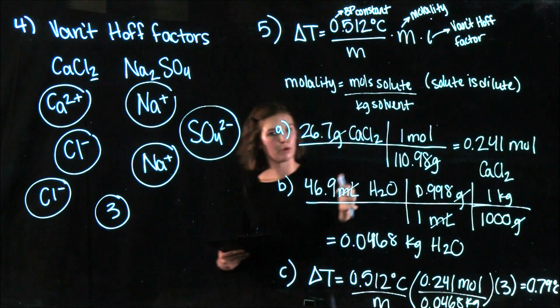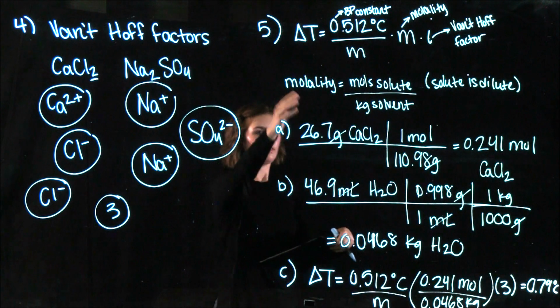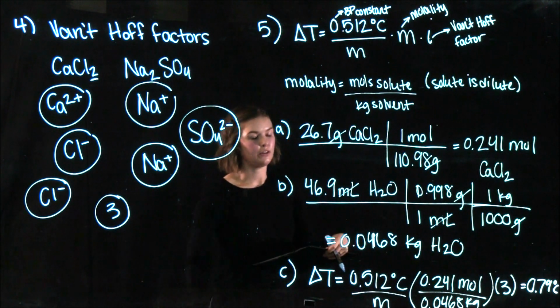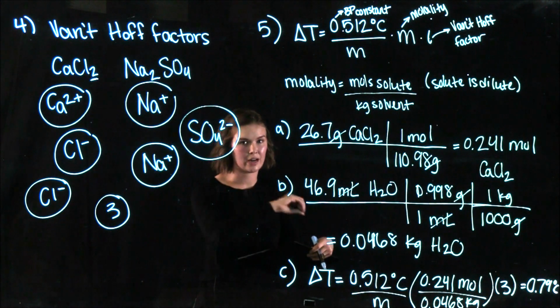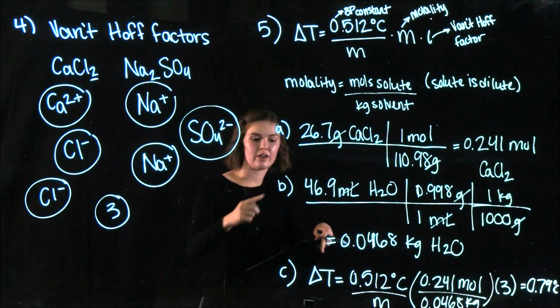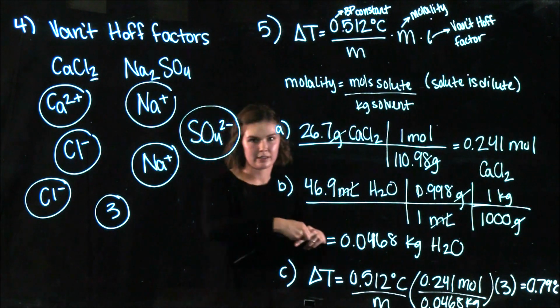So the boiling point of pure water is going to be 100 degrees Celsius, and when you add this amount of calcium chloride to pure water, it's going to make the boiling point 100.79 degrees Celsius. So it elevated the boiling point by that much. And that was colligative properties. I hope that was helpful.